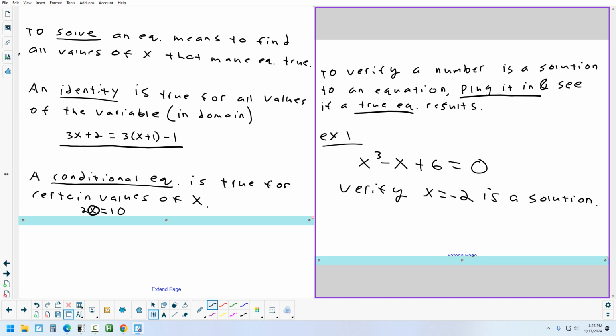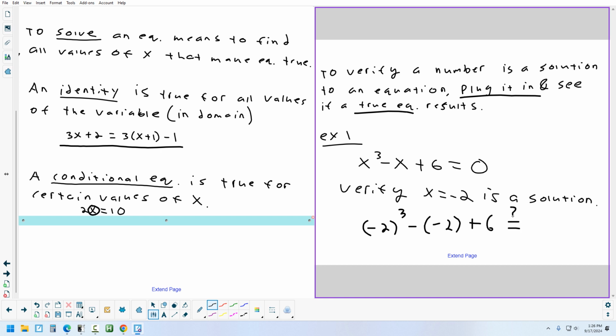So how many places do I need to plug in the -2 in the equation up above? Yeah, there's 2 spots to plug it in. So -2 cubed minus -2 plus 6. And I'm going to put a question mark because I don't know. Does that equal 0? That's what I'm trying to figure out.